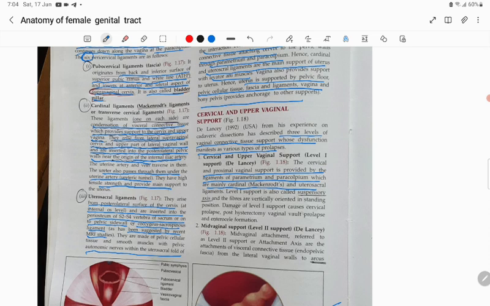The level 1 support is also called the suspensory axis. The fibers are vertically oriented in the standing position. Damage to level 1 support leads to enterocele, post-hysterectomy vaginal vault prolapse, and cervical prolapse.